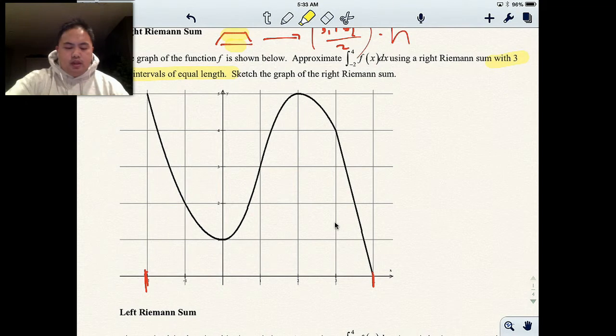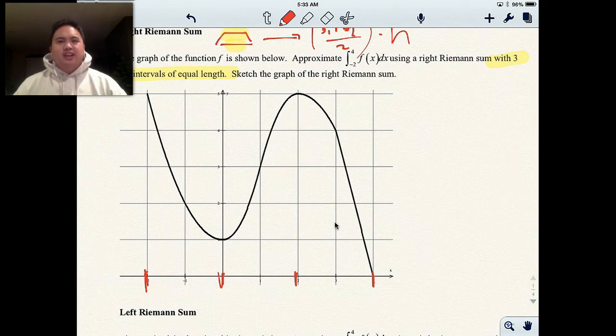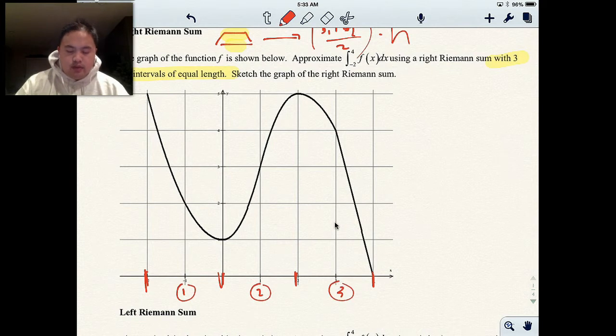So you'll notice that this length down here that I've marked off from -2 to 4 has a length of 6. So my rectangles are going to be of a length of 2. I need 3, it's 6 long, and divide by 3, it's 2. So here are basically where my 3 rectangles are going to be. Rectangle 1, rectangle 2, and rectangle 3.